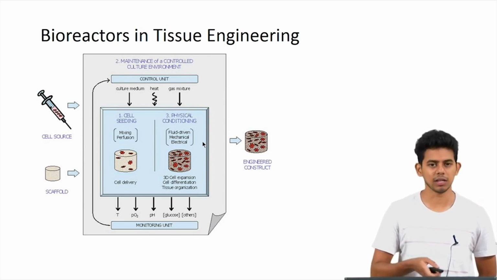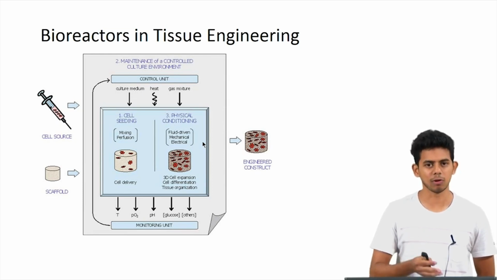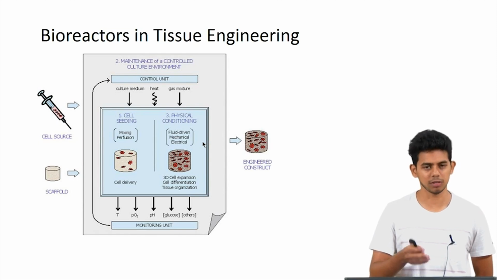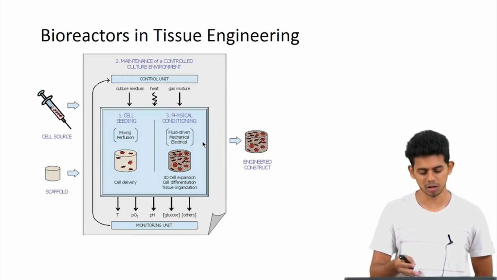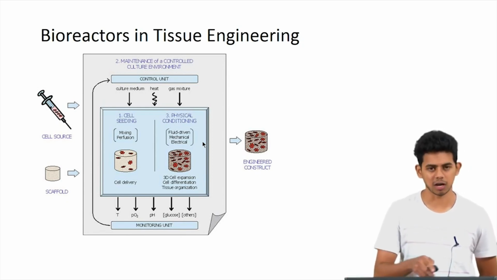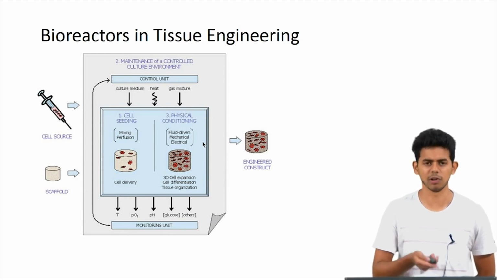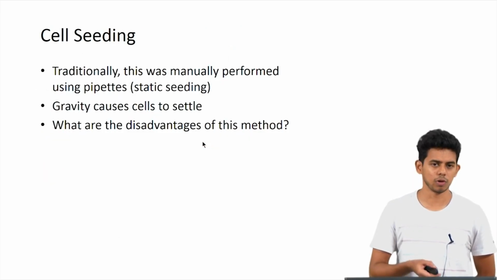So the cells initially need to be seeded onto the scaffold, and then we should be capable of maintaining the right environment for the cell proliferation and growth, and there should be some level of physical conditioning which is required. So it varies depending on the tissue that you're trying to grow. So it can be fluid driven or mechanical or electrical conditioning. And also all these parameters are continually monitored using sensors, and they can be controlled so that the preferable environment is maintained. So first let's look at the cell seeding part.